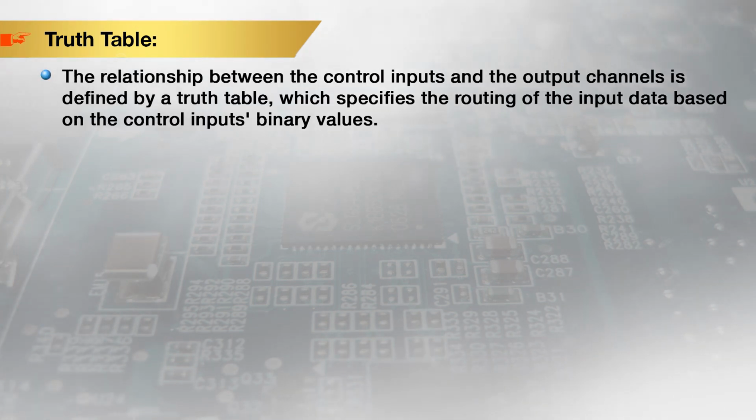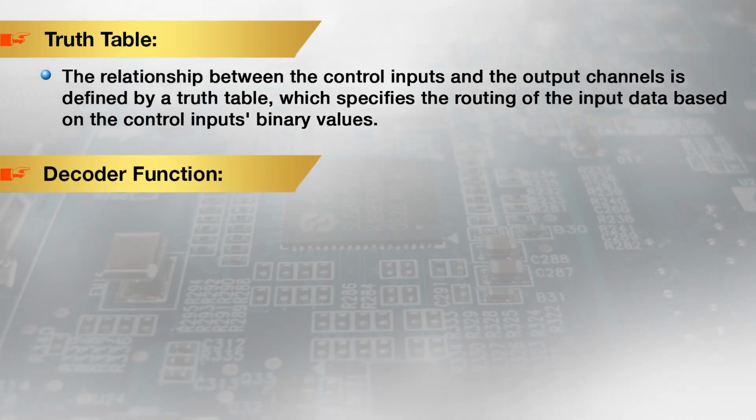Now let's discuss the truth table. The relationship between the control inputs and the output channel is defined by a truth table, which specifies the routing of the input data based on the control inputs' binary value. There is a decoder function.